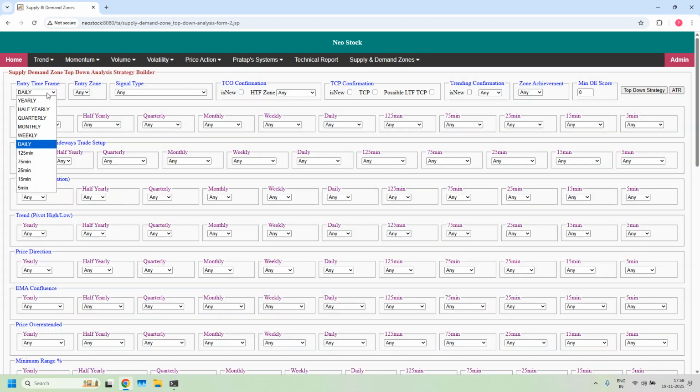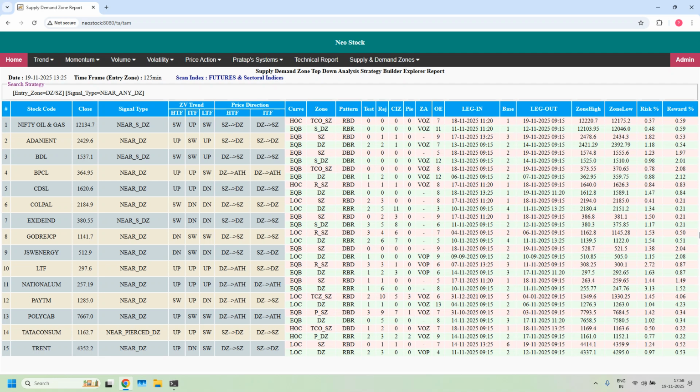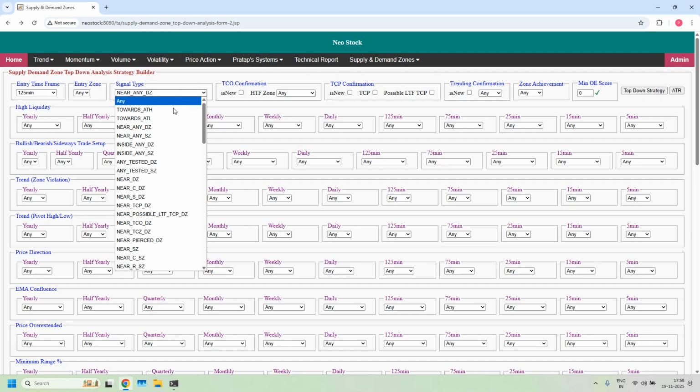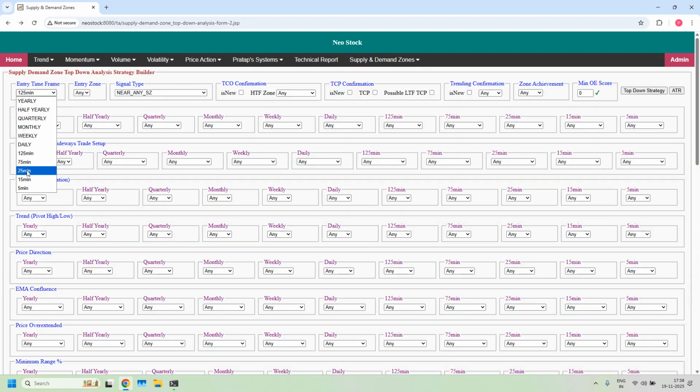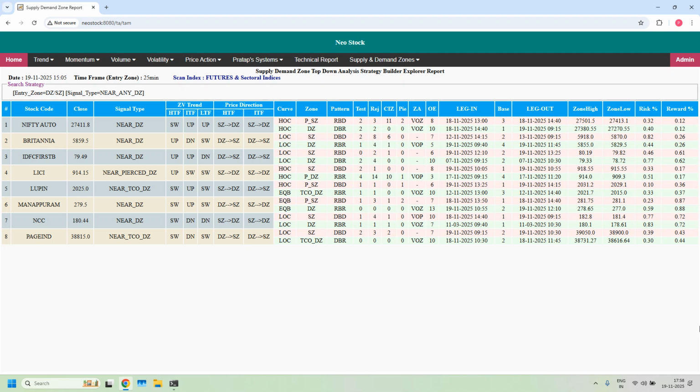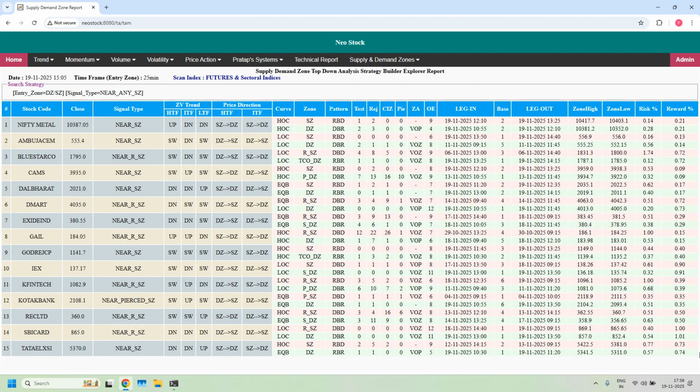So the next time frame is 125 minutes. Stocks near to the 125 minutes demand zone: we got 15 stocks. Next, stocks near to the 125 minutes supply zone: we got 11 stocks. Next time frame 75 minutes was already generated in the beginning of the report. So the next time frame is 25 minutes. Stocks near to the 25 minutes demand zone: we got 8 stocks. Next, stocks near to the 25 minutes supply zone: we got 15 stocks.